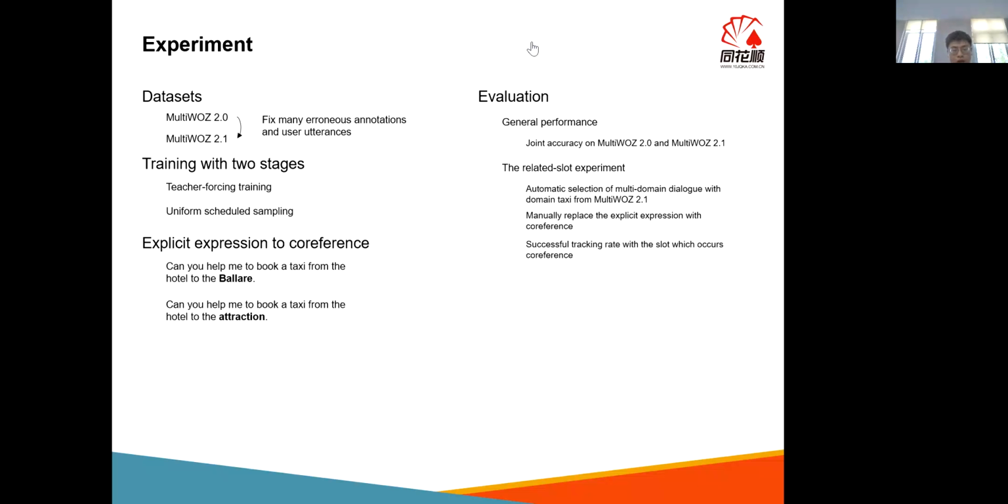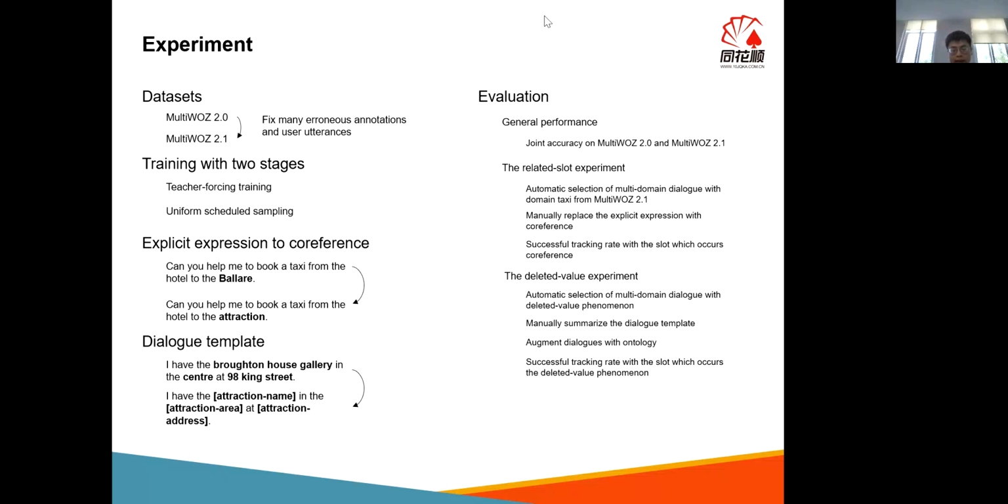Besides, we designed another 2 experiments to evaluate the performance of our model on the related slot problem and the deleted value problem. In the related slot problem, we first select multi-domain dialogs with the taxi domain from the dataset. Then we manually replace the explicit expression with coreference. An example is on the left. We then use the successful rate of slots which involve coreference to evaluate the performance.